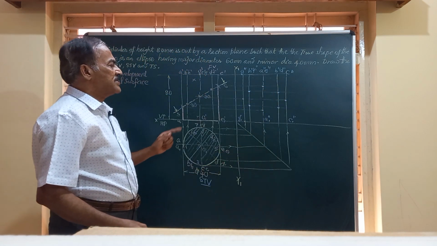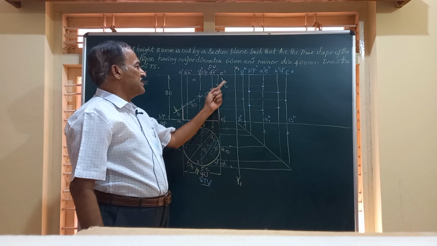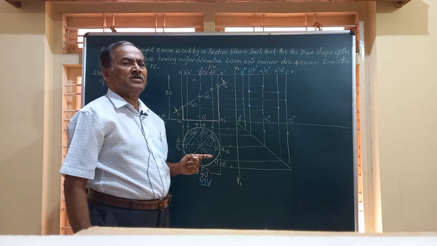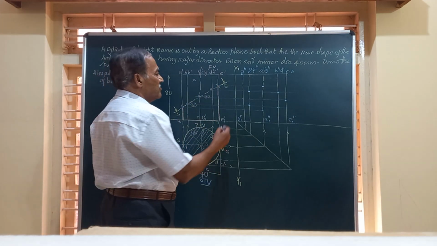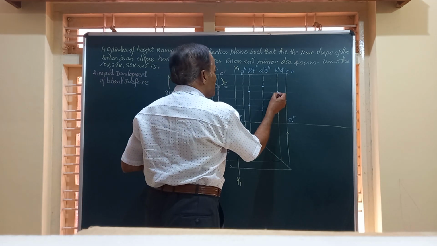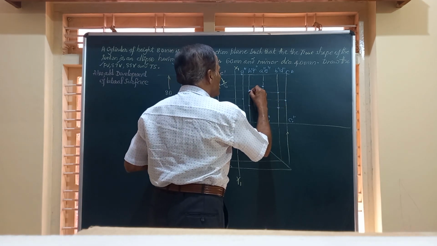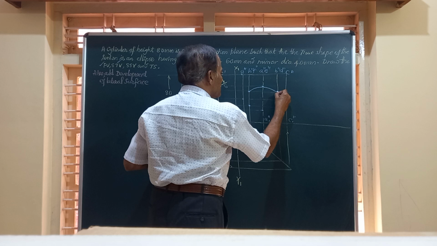Friends, you have got 8 points where the section plane is cutting all the 8 generators, and whatever points we get here, we have to join them by a smooth continuous curve.